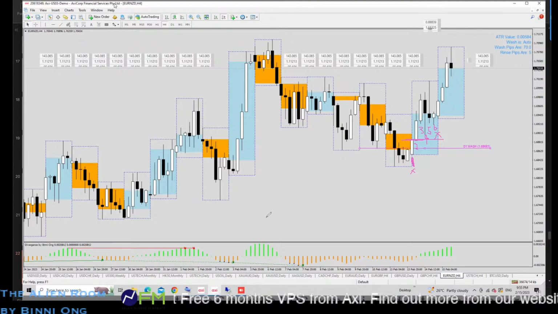So basically it goes like this. First, you need to have a MAC line. Then you need to look at the opening bar high, OBH. And if price is more than the MAC line, more than OBH, this becomes a buy. So it is that easy.